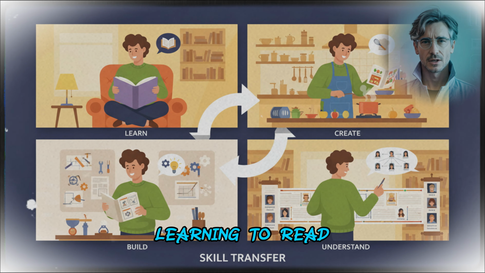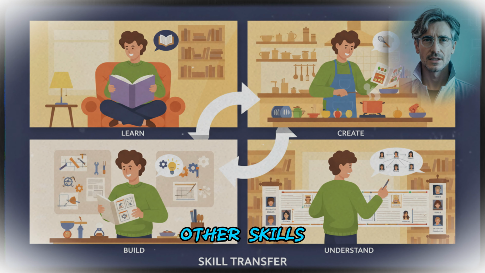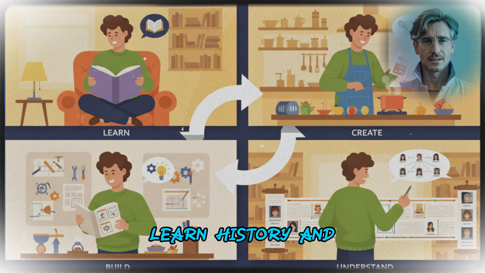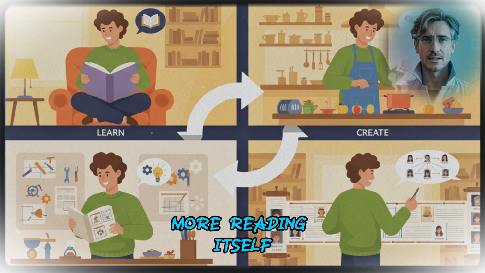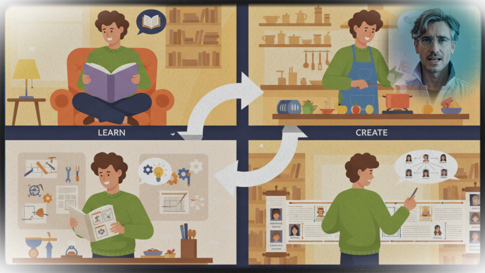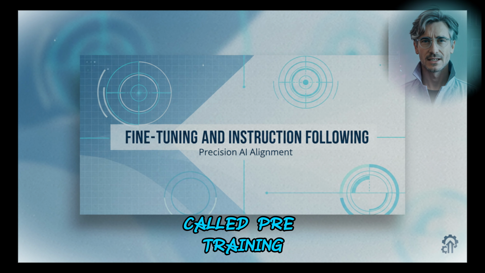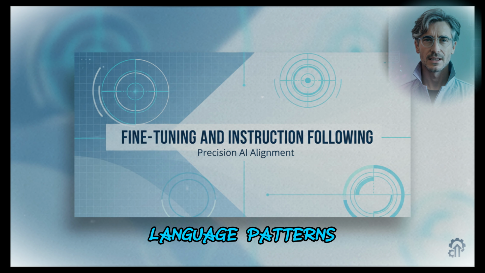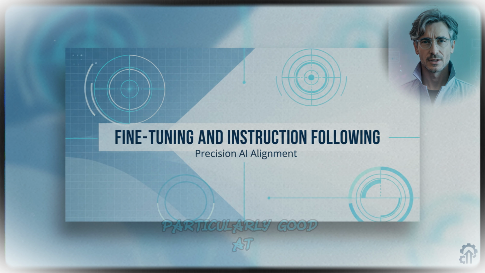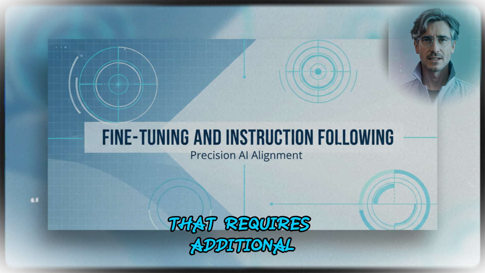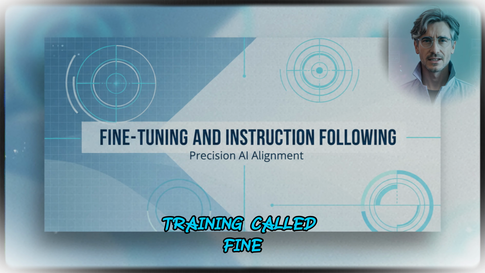It's like how learning to read opens up countless other skills. You can follow recipes, understand instructions, learn history, and more. Reading itself is one skill, but it enables many others. The initial training, called pre-training, teaches the model language patterns, but it doesn't make the model particularly good at following instructions or having conversations. That requires additional training called fine-tuning.